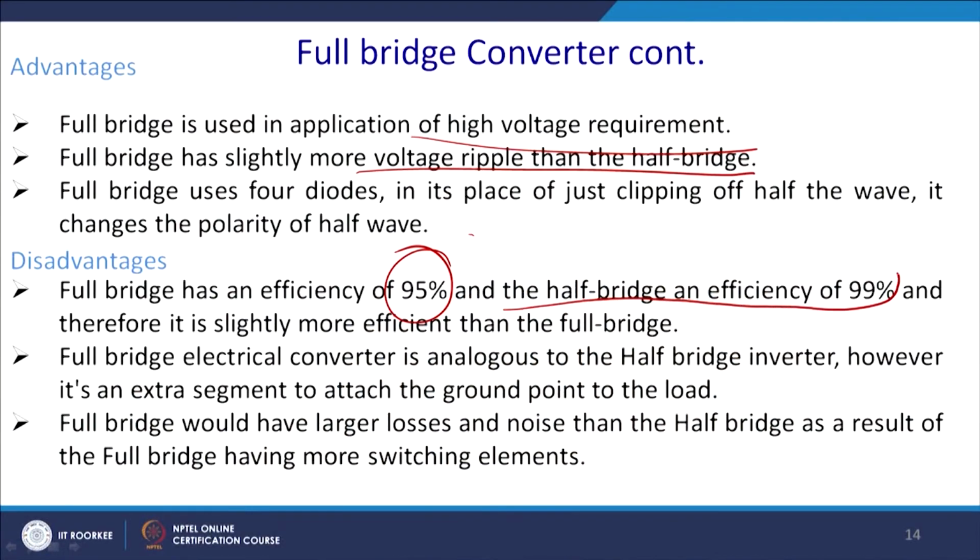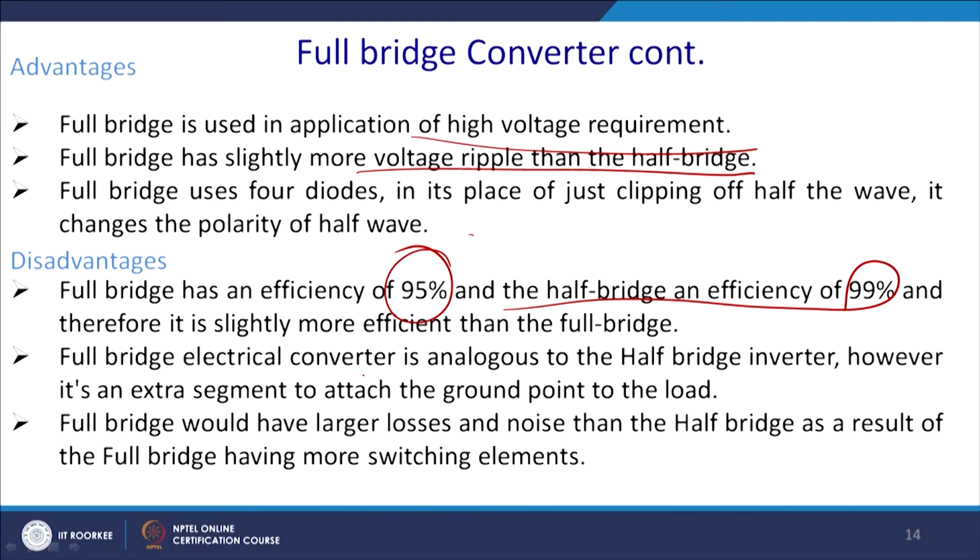The bridge has an efficiency of 95% since it employs the 4 switches or the 2 switches consecutively, and the half bridge can have an efficiency of 99% for SiC devices, GaN devices, as well as soft switching when it is done by ZVS or ZCS. Therefore, the half bridge is slightly more efficient than the full bridge, but power handling capability is maximum in case of the full bridge.